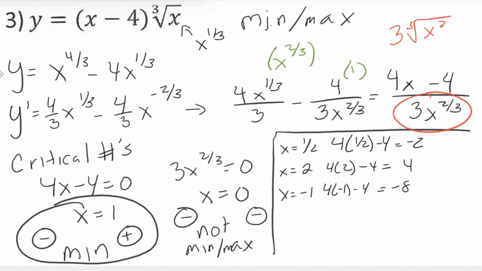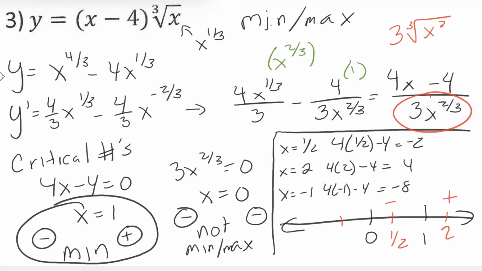So in essence, here's my number line. I have 0 and 1. I want to know what's happening in each of these sections. So over here, I tested 2 and it was positive. Here I tested 1/2 and it was negative. Here I tested -1 and it was negative. But for the fraction, obviously the bottom part is positive, so you don't test that. You test the top. So I'm only testing the 4x minus 4. Yeah, test if it's positive or negative.